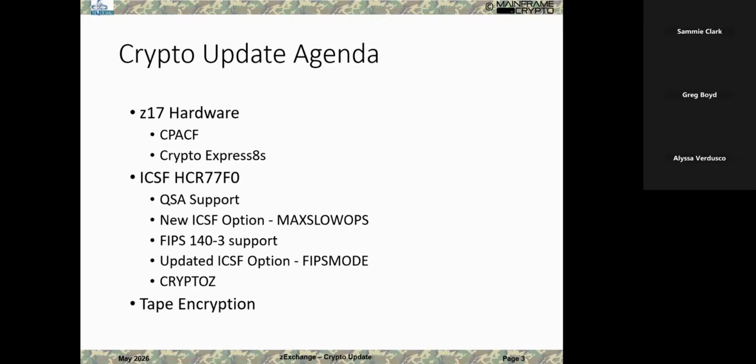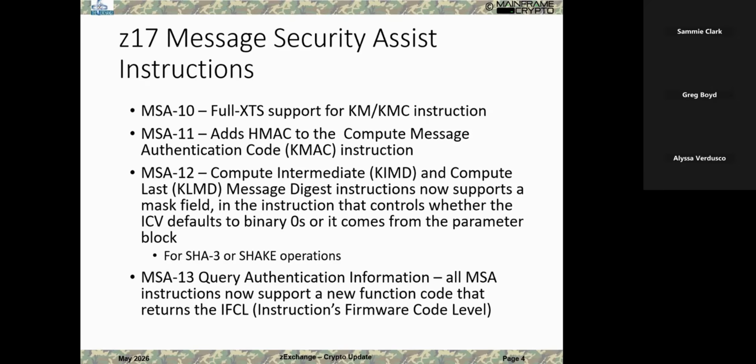And then briefly, I want to talk about tape encryption at the end because there's some new information there as well. So on slide four, the Z17 hardware, like all of the Z boxes before it, comes with a built-in hardware, the CPACF or CP Assist for Cryptographic Function. Basically, that just provides some additional instructions on the motherboard, if you will, on the chip that are available to your assembler programs.